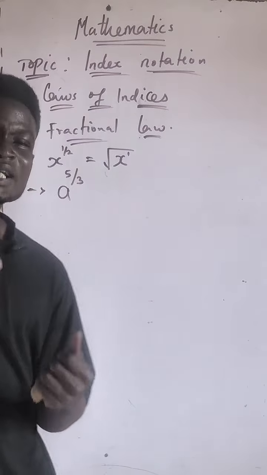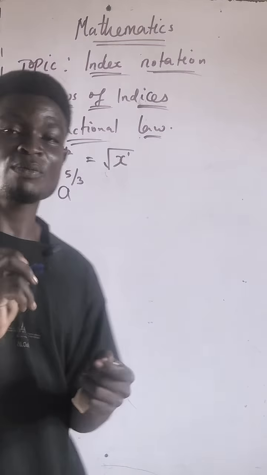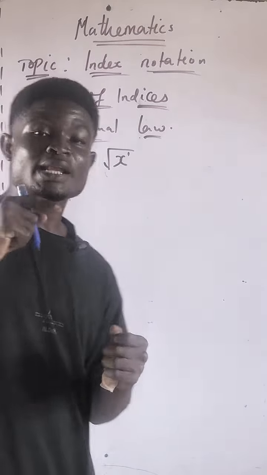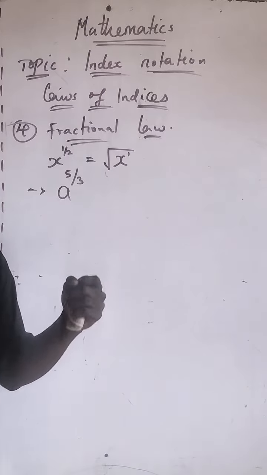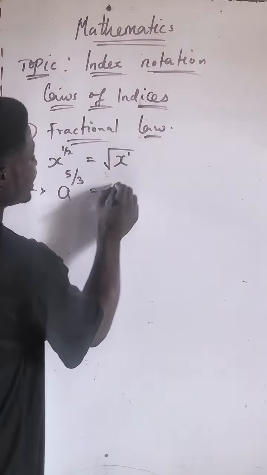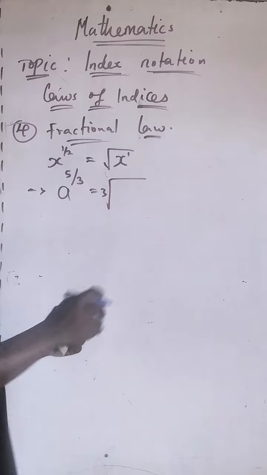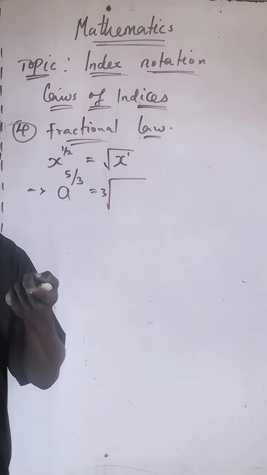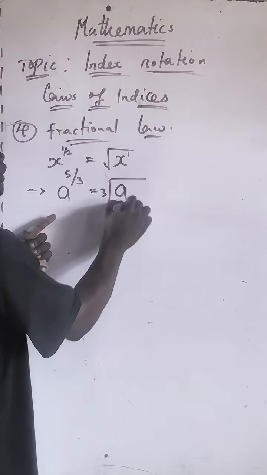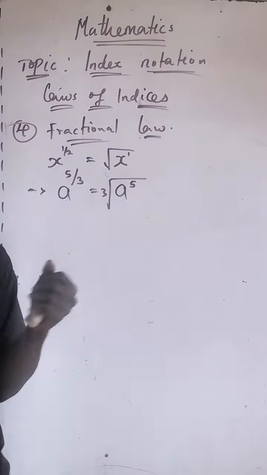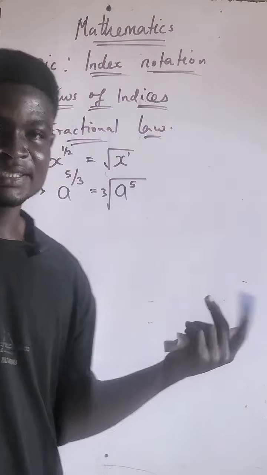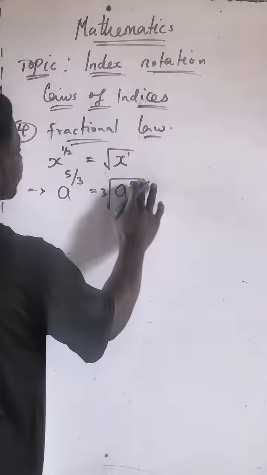So now, what's the denominator of the fraction? 3, right? So I'm going to use the denominator to form a root. That makes sense. The denominator of the fraction is 3, so it's going to be a cube root. The cube root of the base, A, raised to power what? 5. See that? Okay. This is very clear. This one is known as the fractional law.